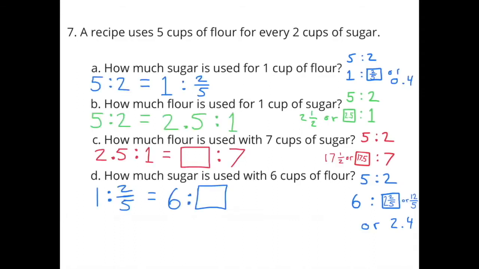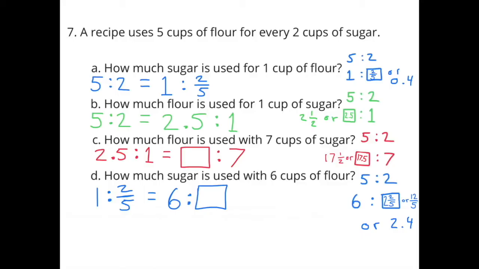5:2 is the same as 1:2/5. So when you use 1 cup of flour, you'll be using 2/5 of a cup of sugar. B. When you're using 1 cup of sugar, you'll be using 2.5 cups of flour.